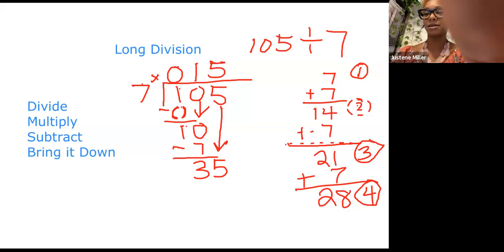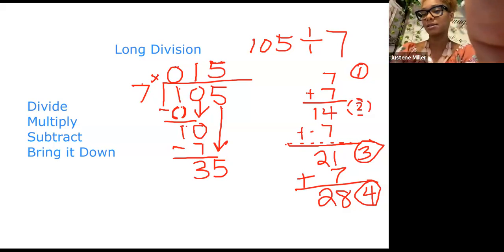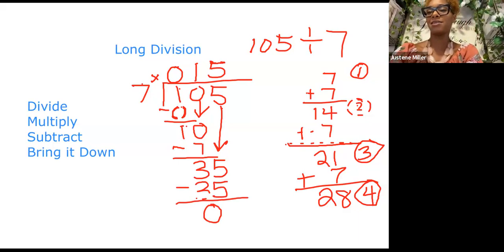And 5 times 7 multiply is 35. Third step, subtract. Subtract 35. 35 take away 35 is 0. So I'm left with nothing, which means my final answer is 15.